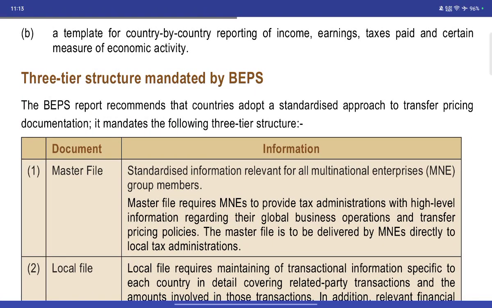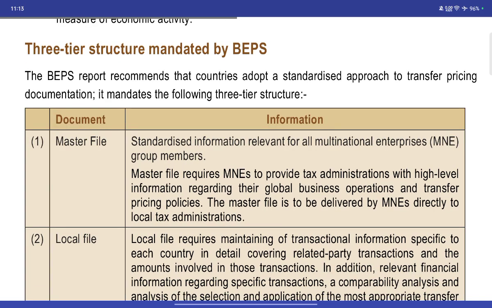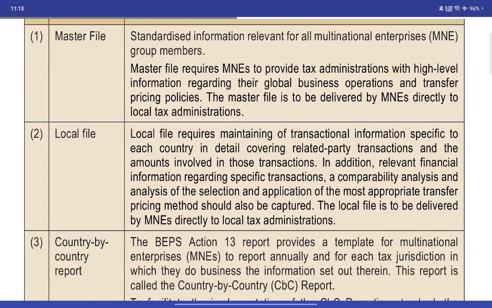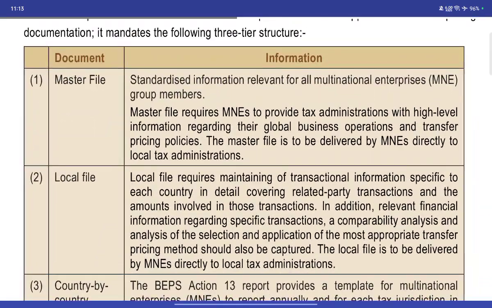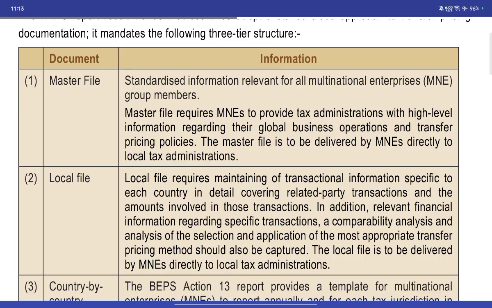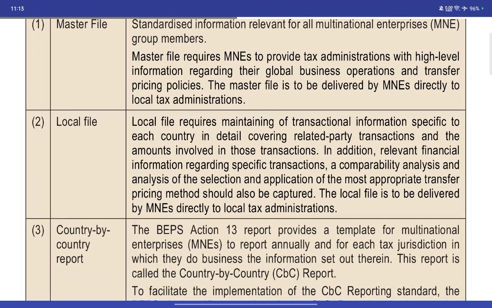The Base Erosion and Profit Shifting report recommends that countries adopt a standardized approach to transfer pricing documentation. It mandates the following three-tier structure: master file, local file, country by country report. The master file is standardized information relevant to all multinational group members. The master file requires the multinational entities to provide tax administrations with high level information regarding the global business operation and transfer pricing policies. The master file should be delivered by the multinational enterprise directly to the local tax administrator.